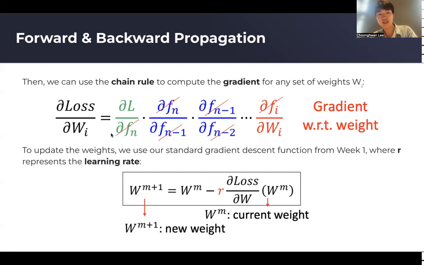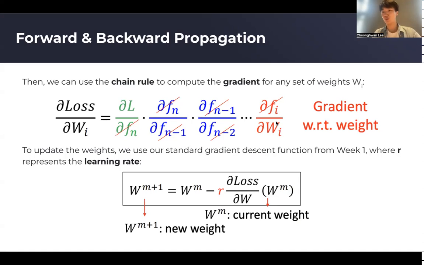Using this fact, we can use the chain rule, which you might have learned about in your multivariable calculus class, to compute the gradient for any set of weights, Wi. More specifically, the gradient of the loss function with respect to the weights in any layer i can be represented as the gradient of the loss function with respect to the last layer's output, times the gradient of the last layer's function with respect to the previous layer, all the way on and on until we get to the weights for the layer i of our interest.